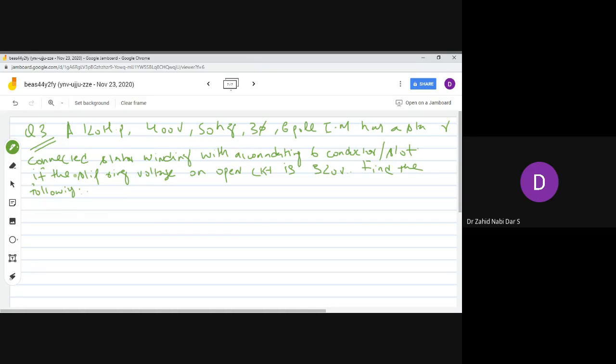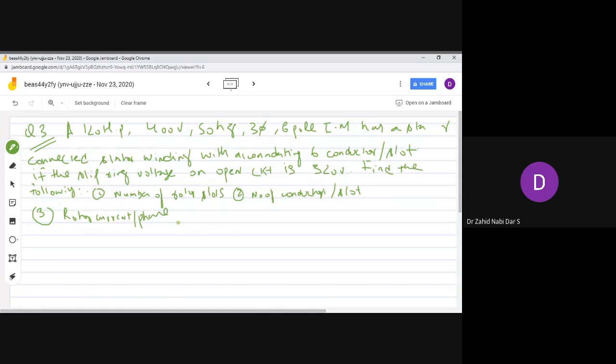Number one is the number of rotor slots. Number two, what you have to find out is the number of conductors per slot. Number three is the rotor current per phase.